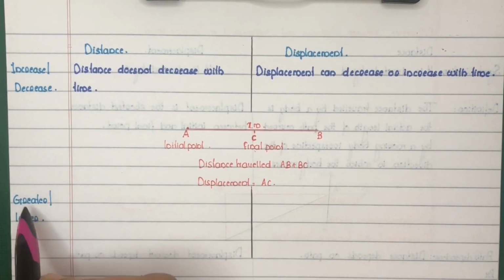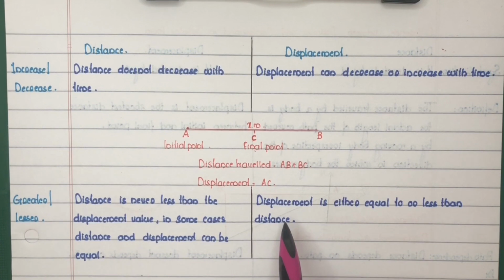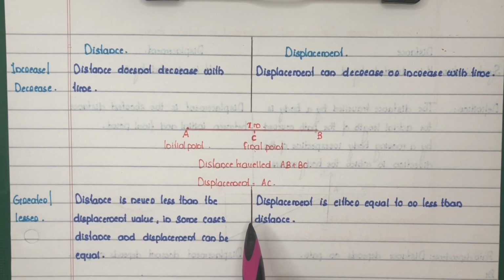Last point, greater or lesser. Distance is never less than the displacement value. In some cases, distance and displacement can be equal. And displacement is either equal to or always less than distance. As we already explained, displacement is the shortest distance between initial and final point. It does not depend on path. So the value will always be less than the total distance traveled.